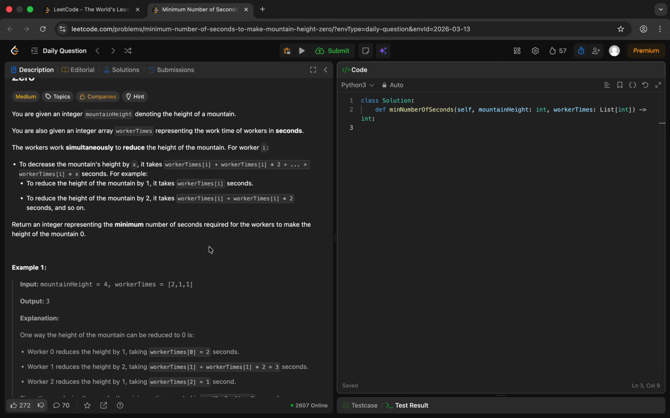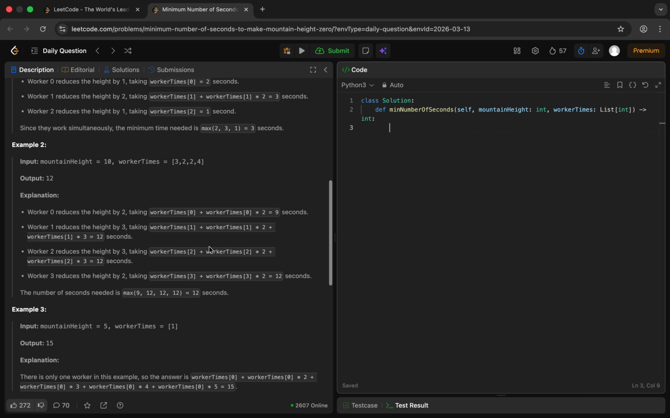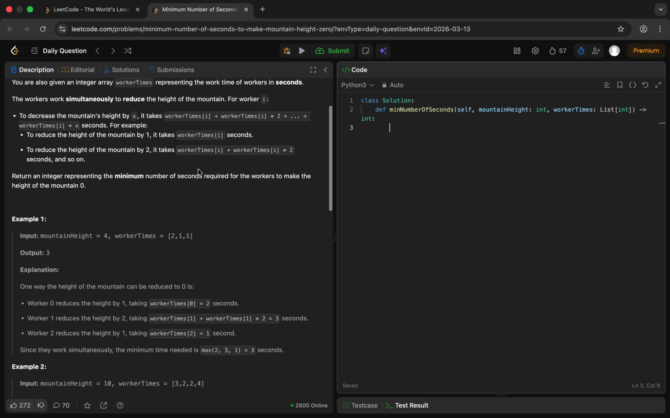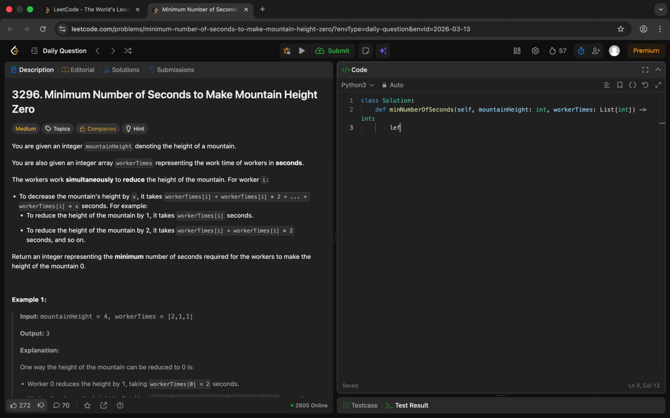So let's try to code this. We will be using binary search on the time. The worker times constant is 10 power 6, but if you take the maximum worker time and the maximum mountain height, you will find that the time can be up to 10 power 15. So we will take till 10 power 16. So let's set left equal to 0, right equal to 10 power 16, and we can set answer equal to -1 initially.